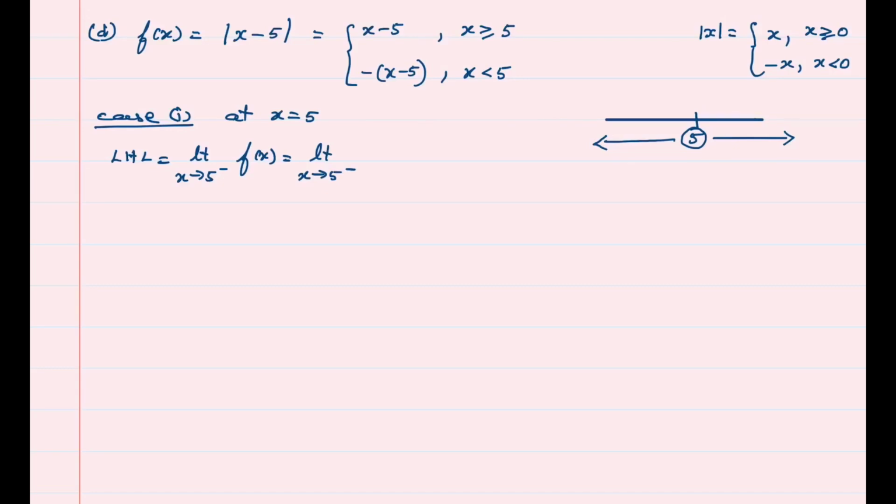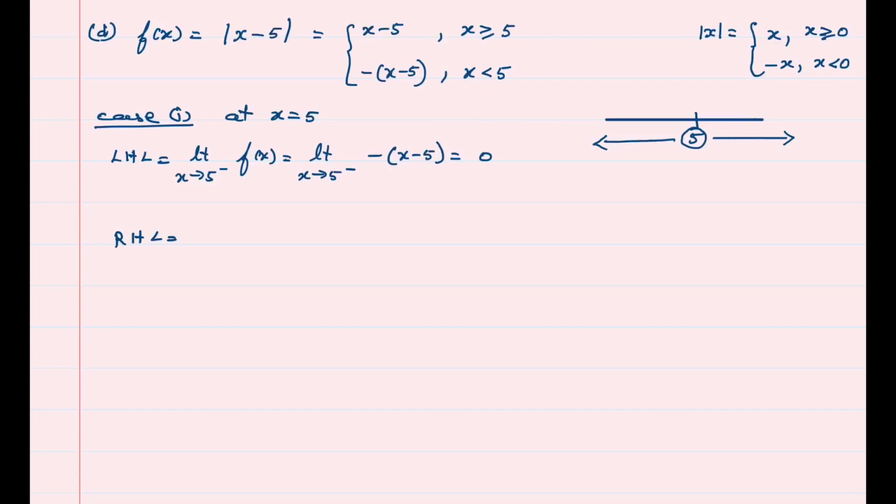For 5 minus, we need to use x less than 5 definition, which is minus of x minus 5, and it is a polynomial. We will directly substitute the limit value. 5 minus means we are approaching 5 from the left hand side of 5. It is not minus 5. Therefore, by substituting x as 5, we get 5 minus 5, 0.